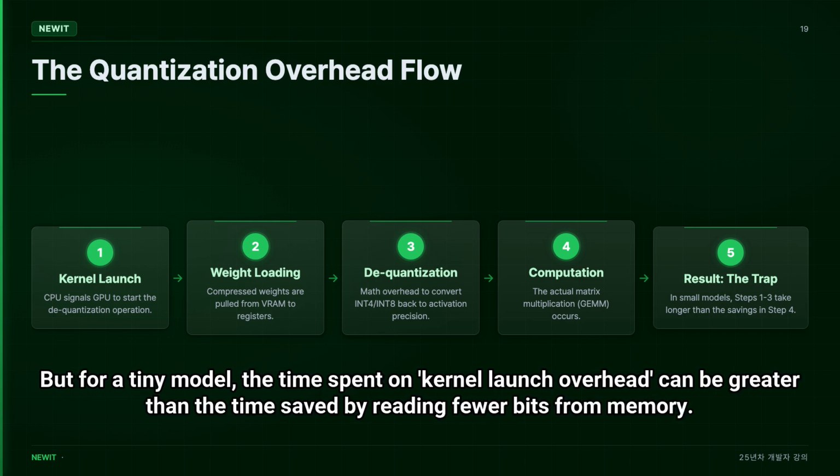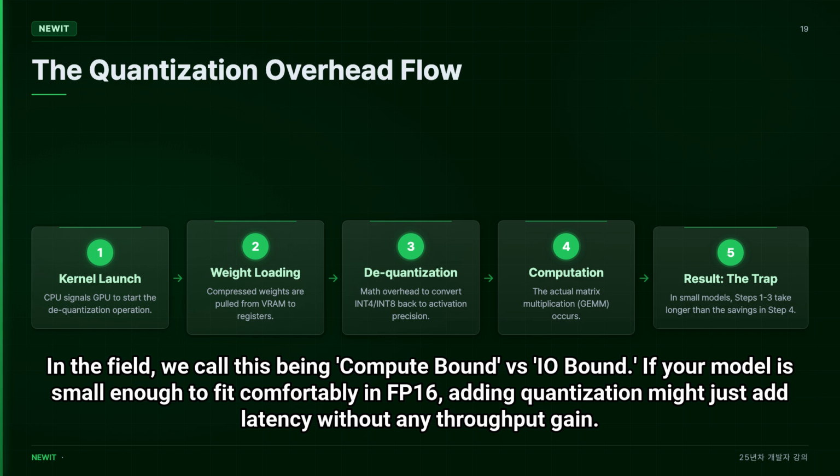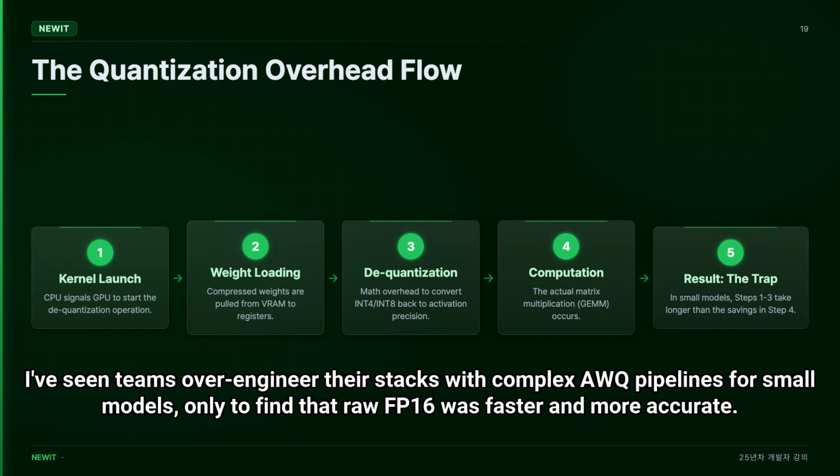But for a tiny model, the time spent on kernel launch overhead can be greater than the time saved by reading fewer bits from memory. In the field, we call this being compute bound vs IO bound. If your model is small enough to fit comfortably in FP16, adding quantization might just add latency without any throughput gain. I've seen teams over-engineer their stacks with complex AWQ pipelines for small models, only to find that raw FP16 was faster and more accurate.